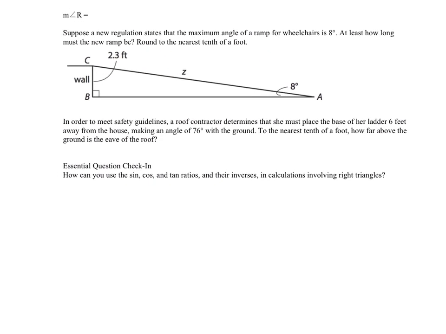All right, so looking at a problem in terms of a real-world problem. It's set up as, suppose a new regulation states that the maximum angle of a ramp for wheelchairs is 8 degrees. At least how long must the new ramp be rounded to the nearest tenth of a foot? So we want to find our ramp, which we'll call Z here. Here's our angle. So Z is opposite our right angle, so that's going to be our hypotenuse. And the side we know something about is this one over here.